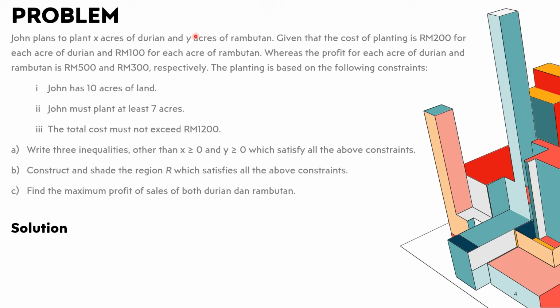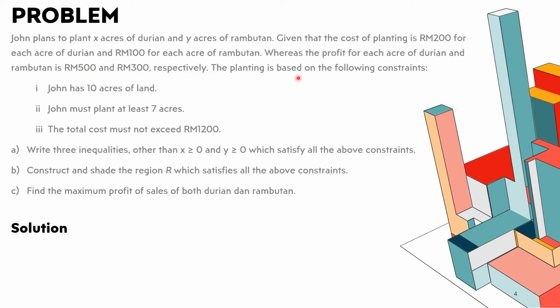Let's look at these problems. John plans to plant X acres of durian and Y acres of rambutan. Given that the cost of planting is Rm 200 for each acre of durian and Rm 100 for each acre of rambutan, whereas the profit for each acre of durian and rambutan is Rm 500 and Rm 300 respectively.